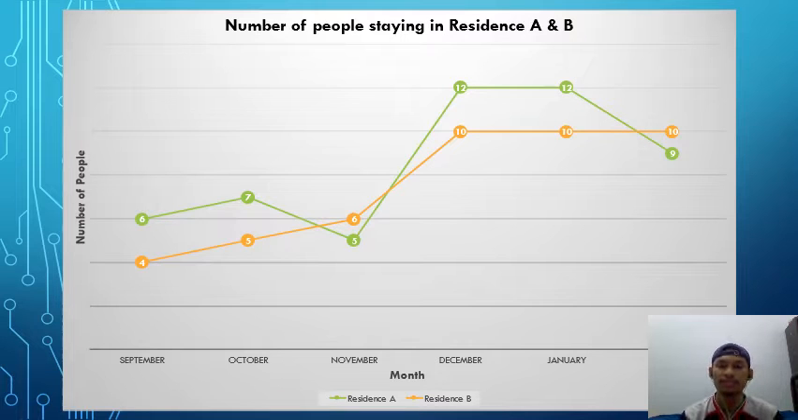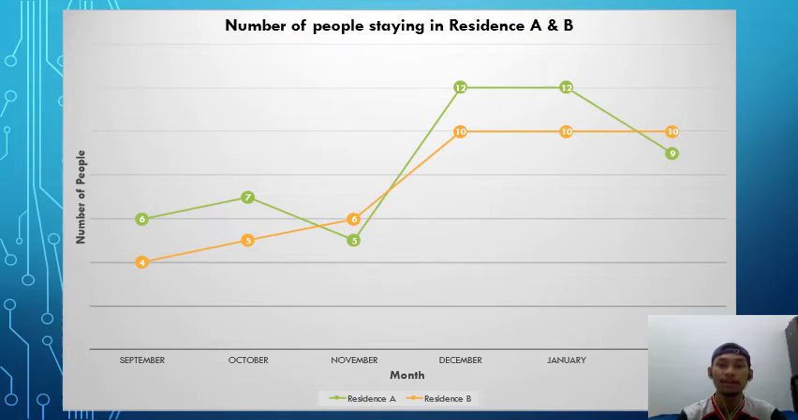So let's begin with September. In September, the number of people staying in residence A was slightly higher than residence B. It can be seen with 6 people in residence A and 4 people in residence B.